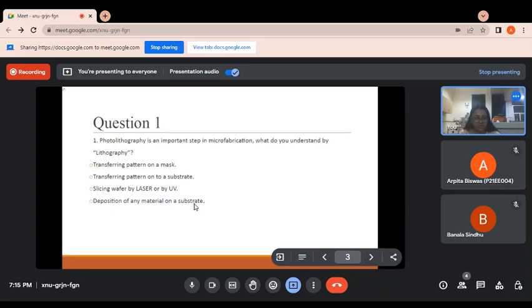And then after the photolithography, whenever the pattern is transferred, we go for the etching process. Whatever pattern we want we keep, and the other material we etch out. Okay, so here the right option is transferring pattern to a substrate, option B.